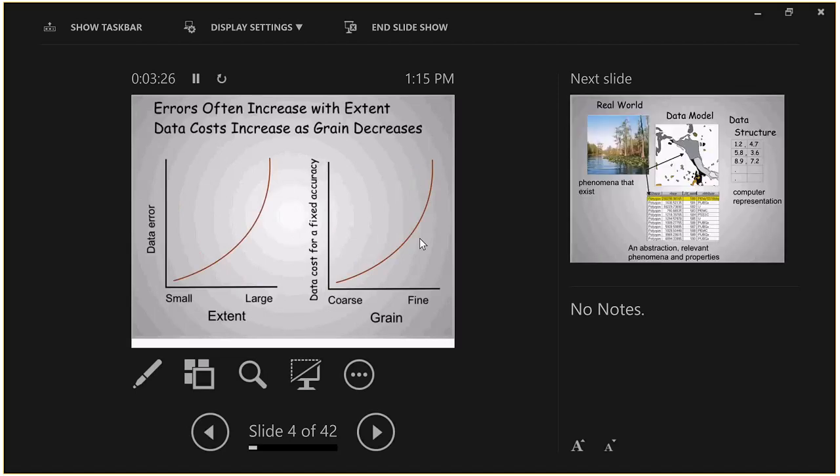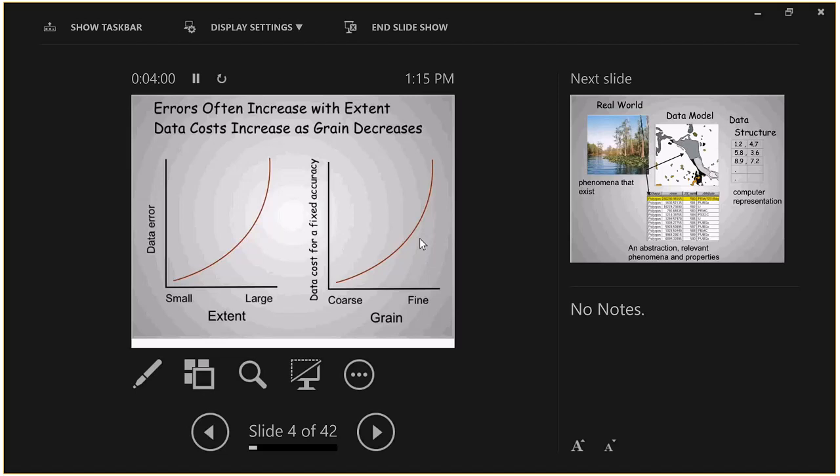Another trade-off we make is that errors often increase with the extent, in other words, how much area we're going to map. And data costs increase as grain size decreases. If you have very, very detailed information, it's usually going to cost you a lot of money. Very coarse information is often free.